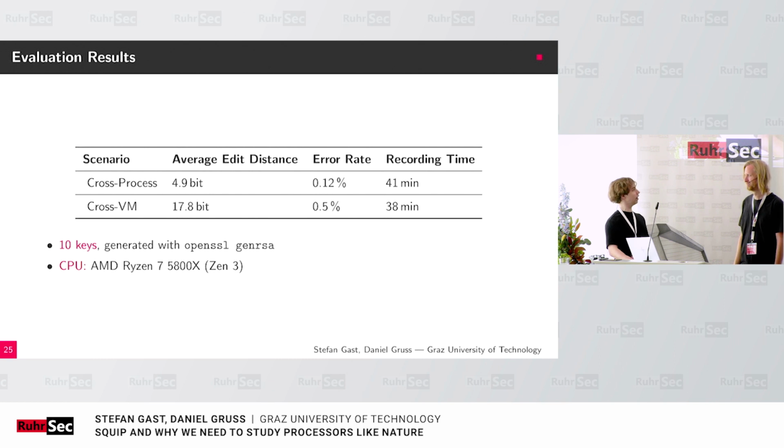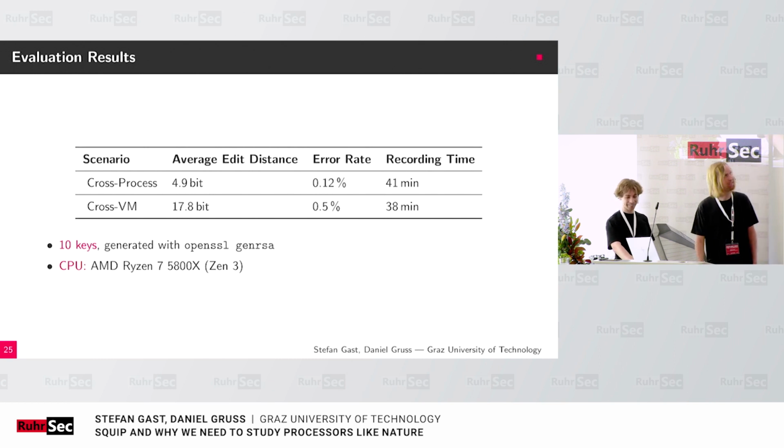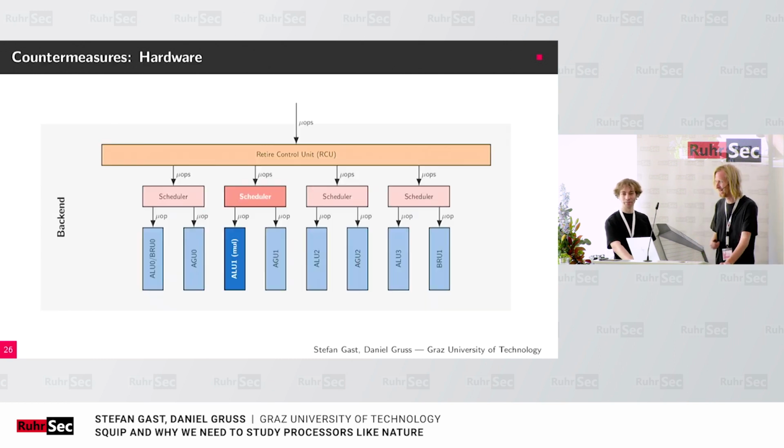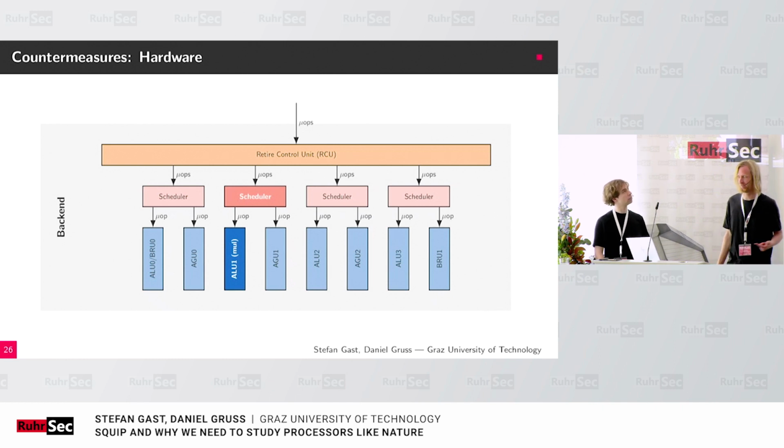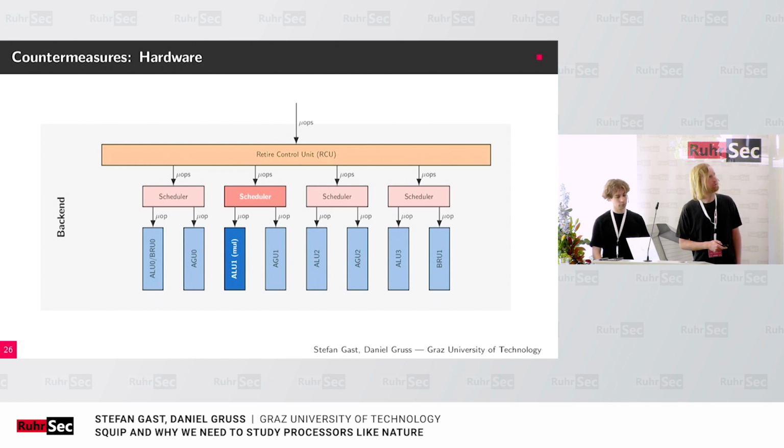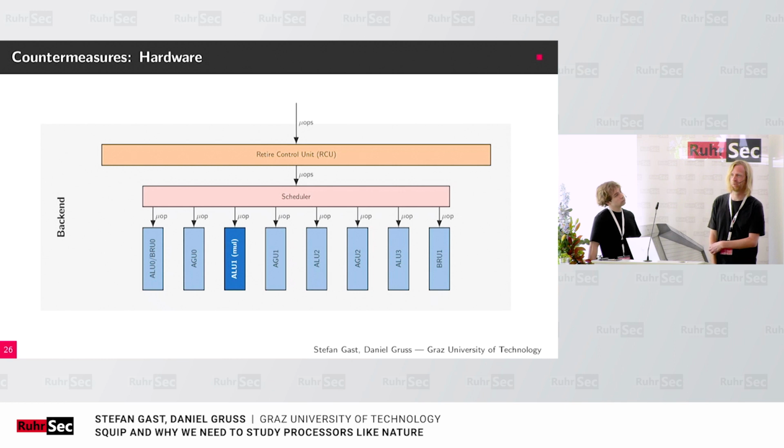So how do we mitigate it? Well, there are quite a few options. None of them is ideal. So the first idea is, what do we attack? We attack these split scheduler queues. So what if we just have one scheduler queue like Intel does? The problem here is, it might be a little bit more power hungry.